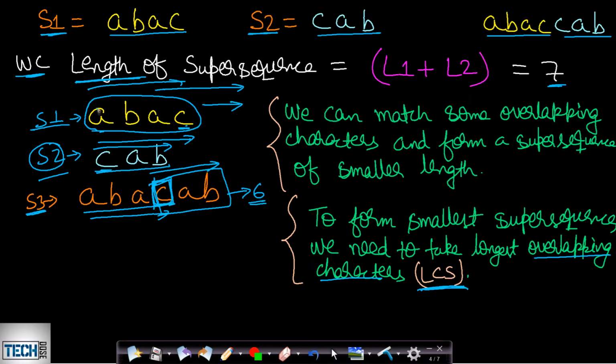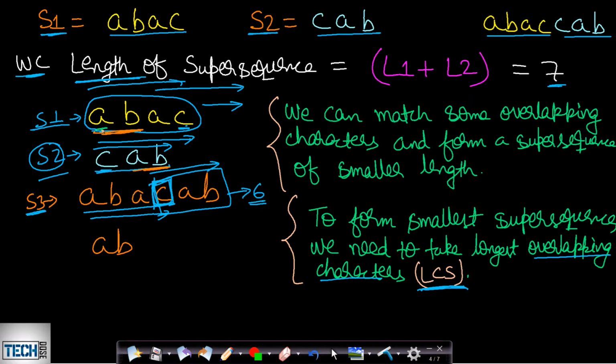Now if you apply the LCS, that is the longest common subsequence, then here the LCS will be equal to AB, which is of length 2. So this is our LCS. Now once you know the longest common subsequence, we can include those characters only once.